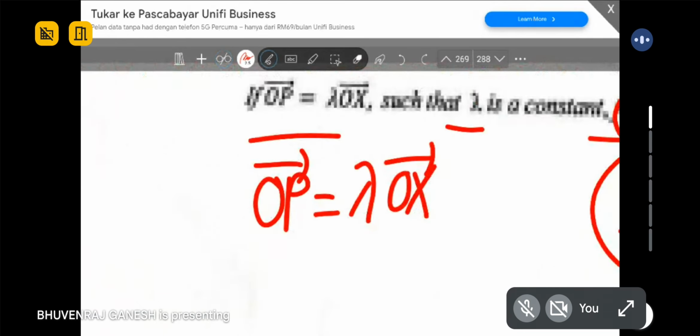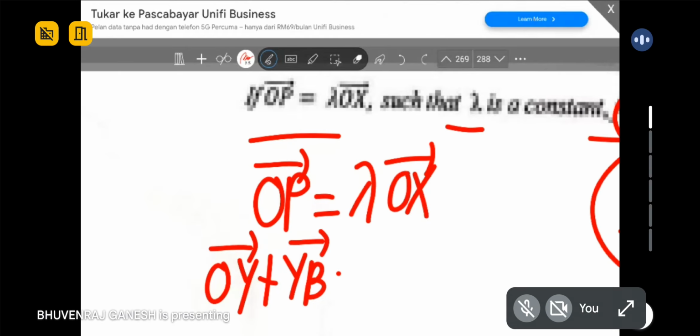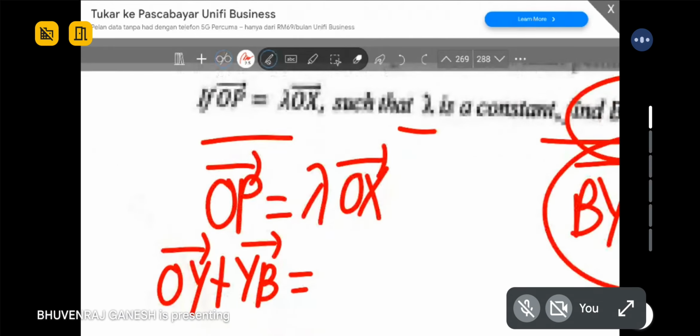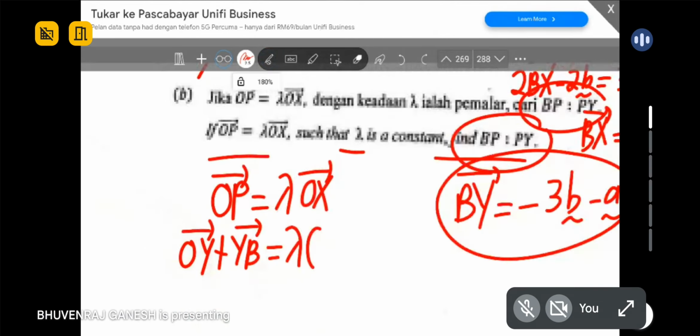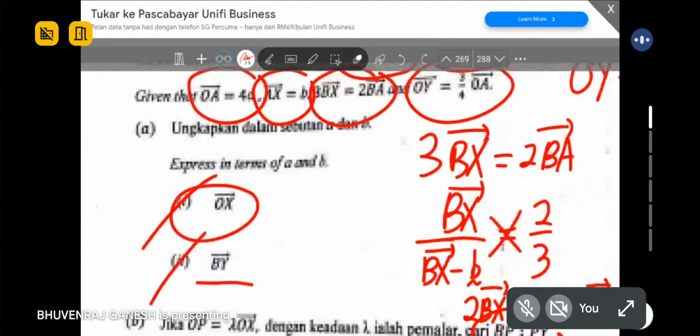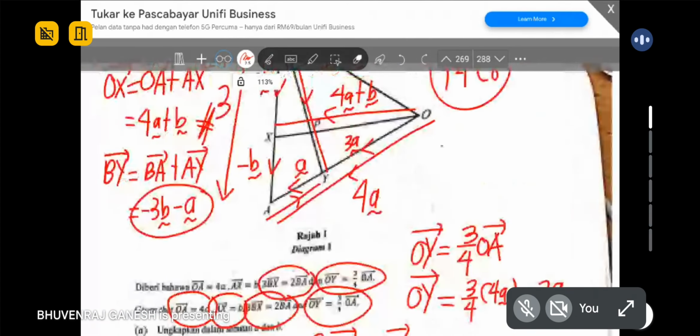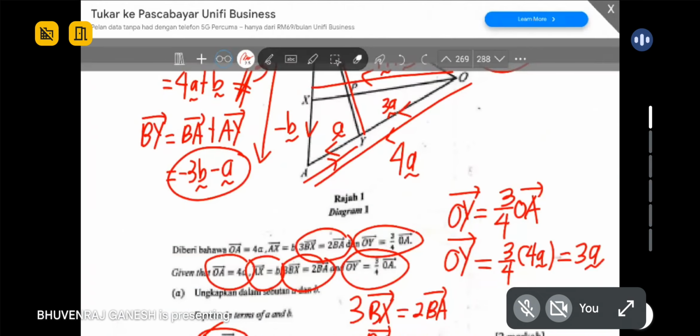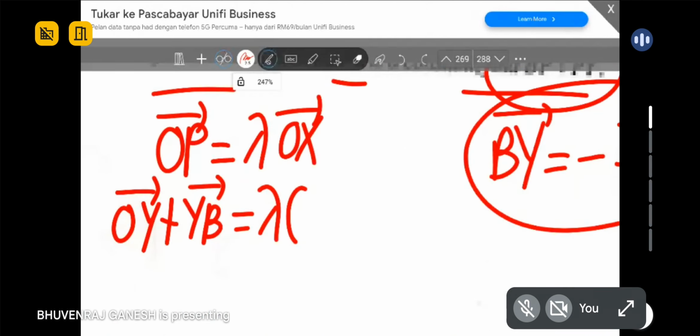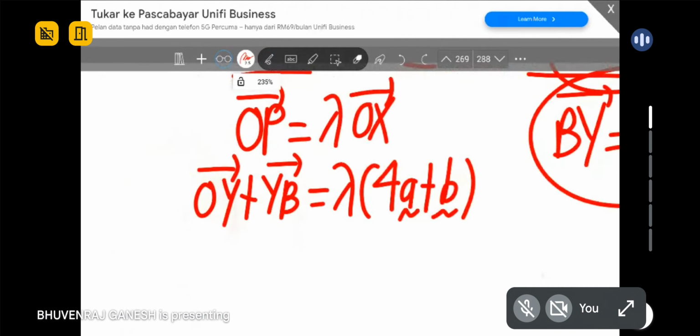Okay, so OP is OY plus YB, which is equal to lambda OX. OX, do we have the answer, guys? Yes, part 1. What is the answer in part 1? Number 1, 4A plus B, right? So you substitute. 4A plus B. And then YB, we have the information, right, guys?